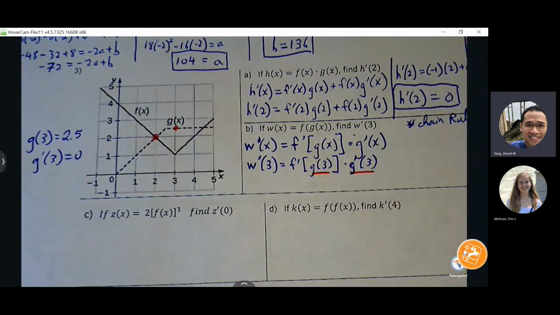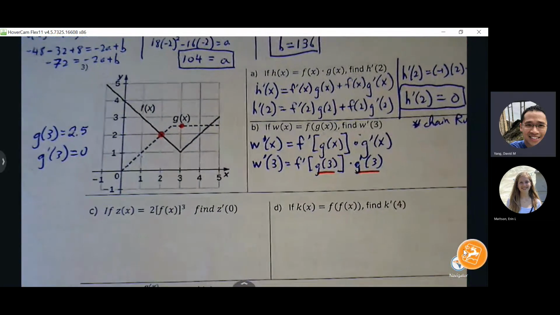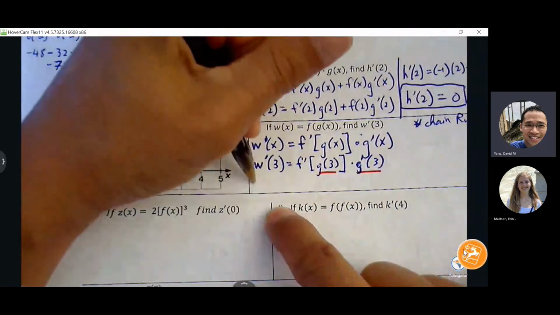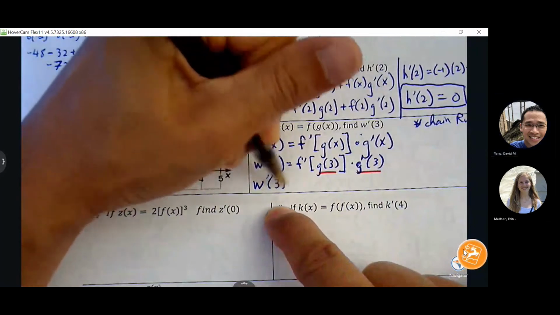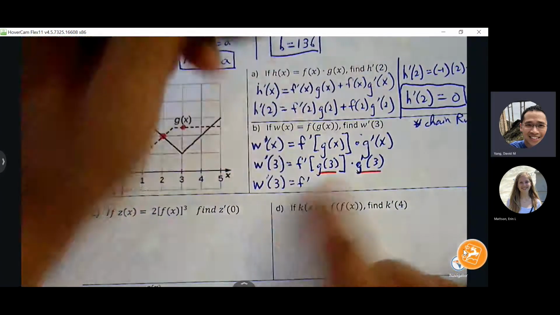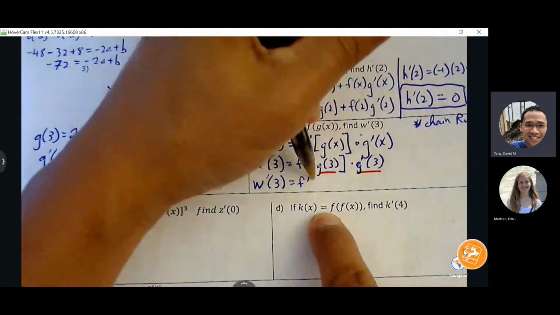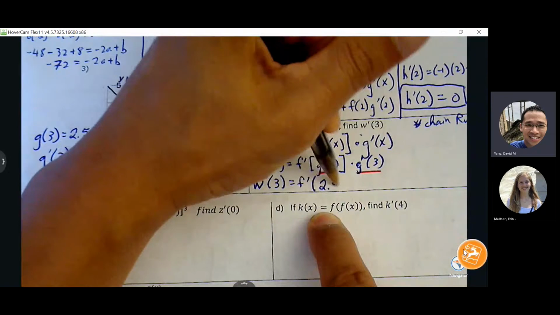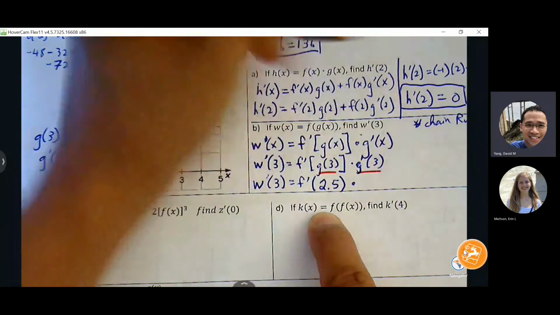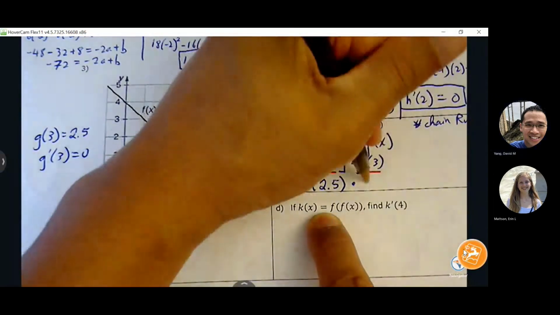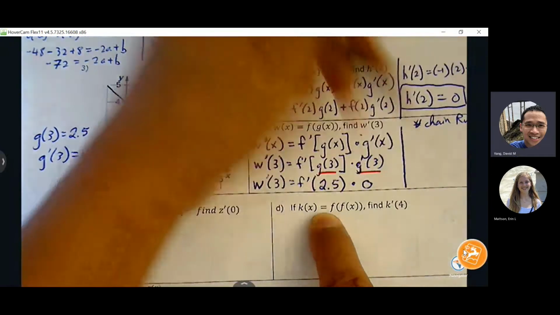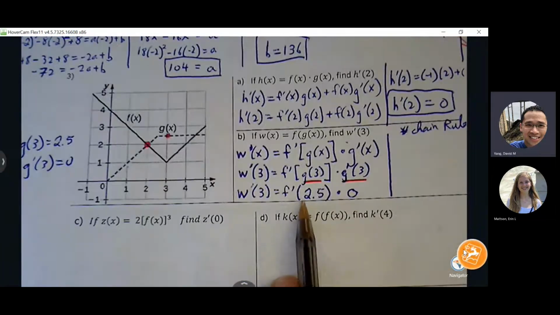Now make your substitutions. We haven't gone to the answer yet, but we are making substitutions here. So W prime of 3 equals F prime of, now I can replace G of 3 with what? 2.5. Okay, so now this becomes F prime of 2.5 times G prime of 3 is 0. Now we know everything times 0 is going to be 0, but let's just go through the full step here.